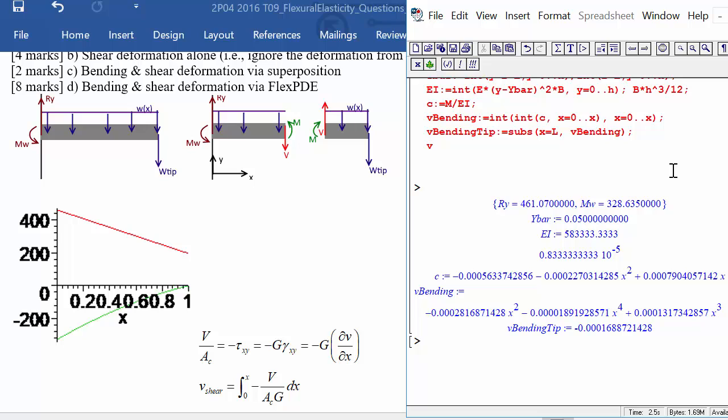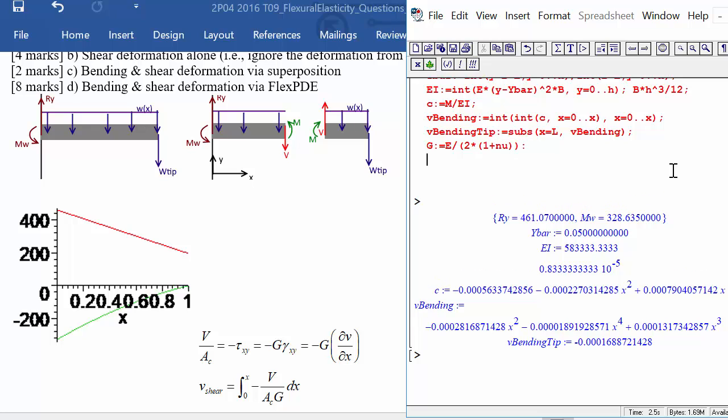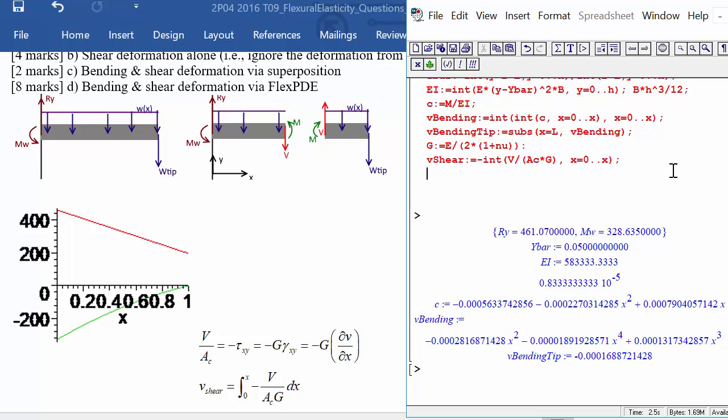So let's say, I guess we're going to need G, right? G is E over 2 times 1 plus nu for an isotropic material. And then we've got V shear, maybe sticking with camel case to be consistent with that. V shear would be equal to negative the integral of V over AC times G from x is 0 to x, and V shear tip would be equal to what we get when we substitute x is L into V shear. And what we expect is that this is a lot lower than the bending deformation.